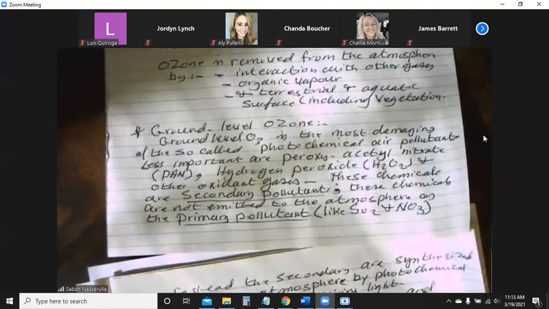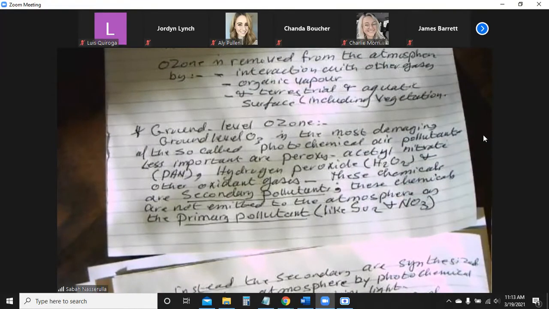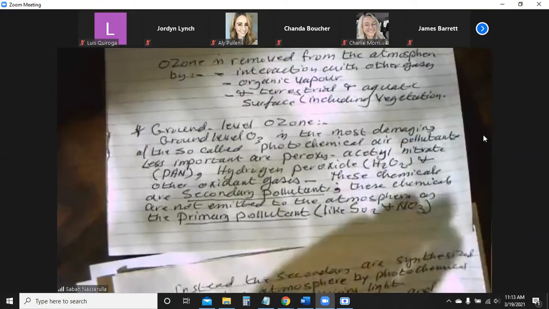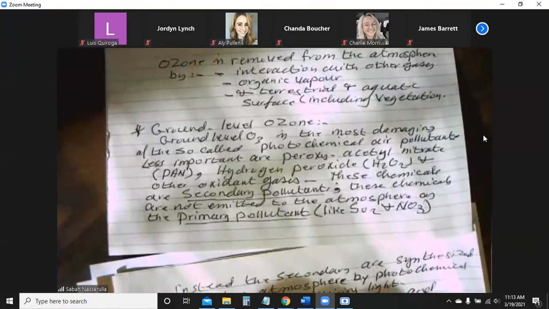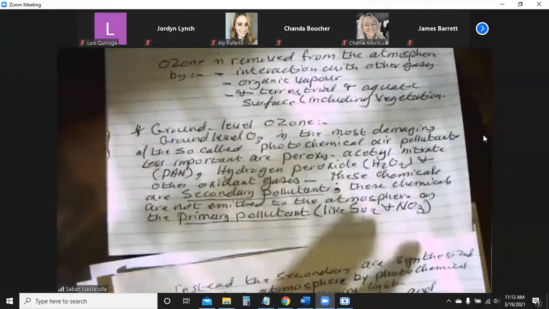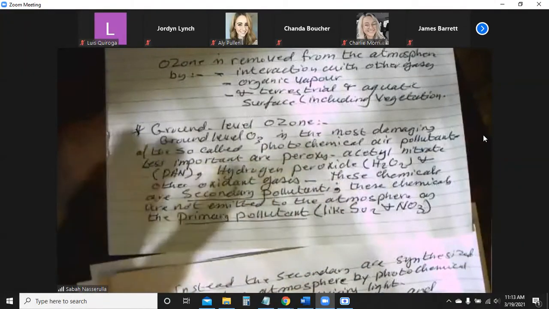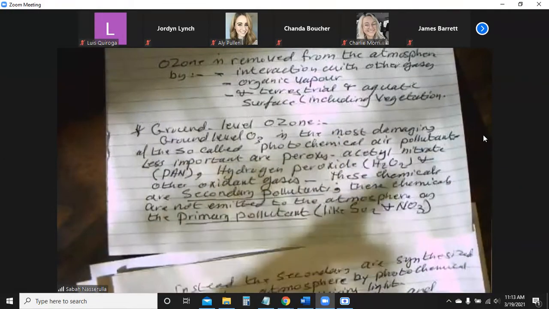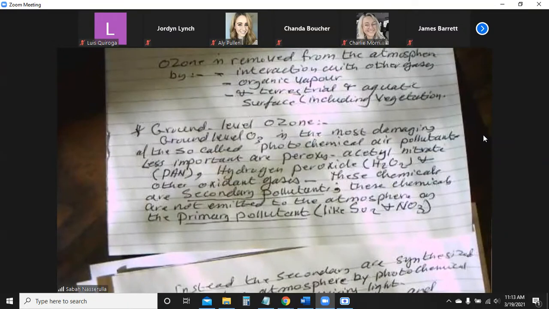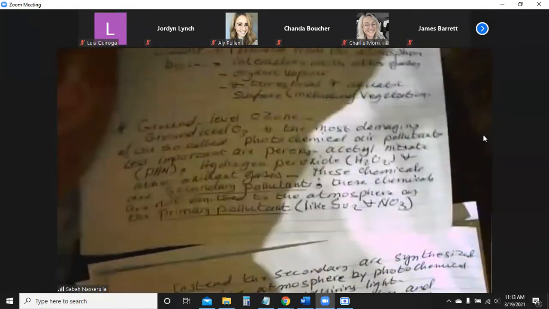This is high concentration. So basically, this is the result. When the nitrate and hydrocarbon, which come from the action of anthropogenic factors, react in the atmosphere, they produce what we call damaging ozone, or damaging ground-level ozone.